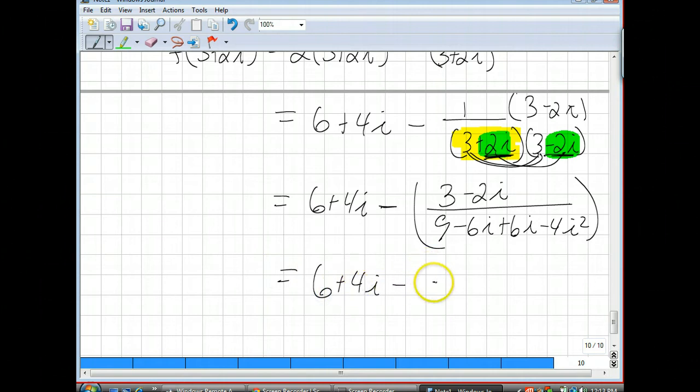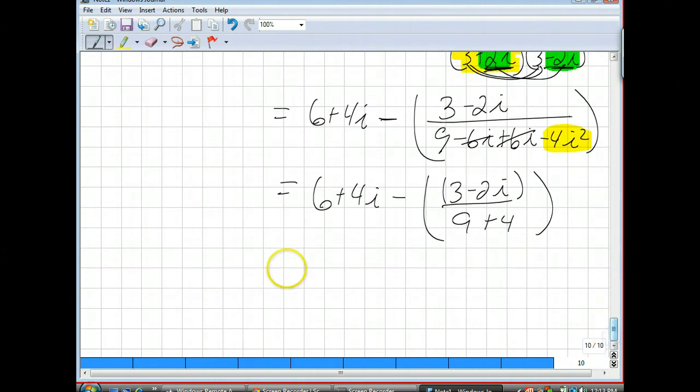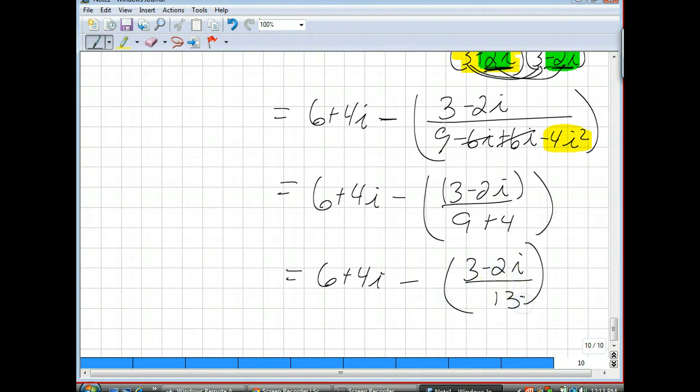Again, that part, this times this, is where most mistakes happen. So be very careful. So we get 3 minus 2i. This and that add up to 0. This i squared is really negative 1, so that's going to become a positive 4. So it's going to be 9 plus 4. So I get 3 minus 2i over 13. Okay.